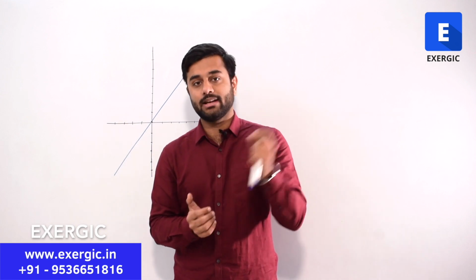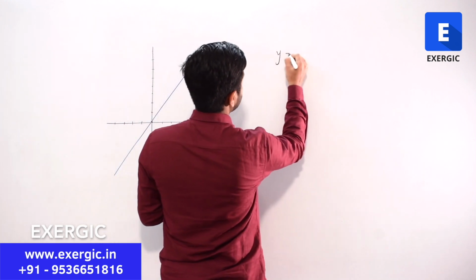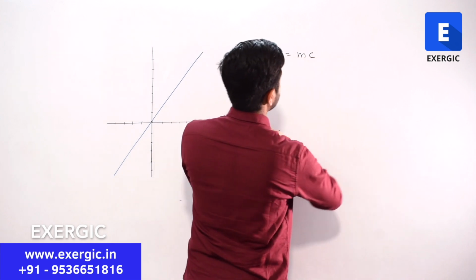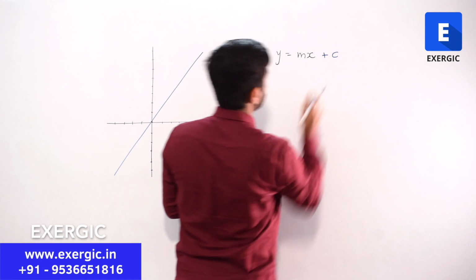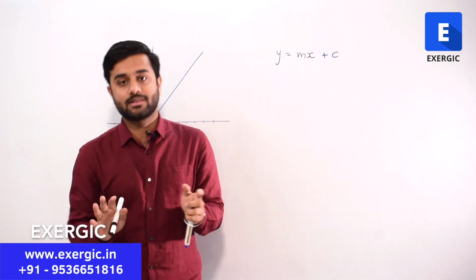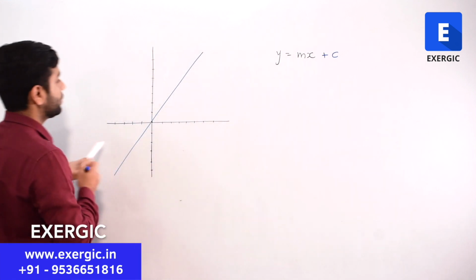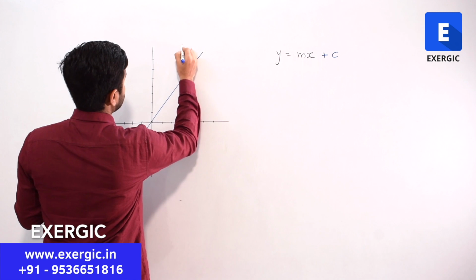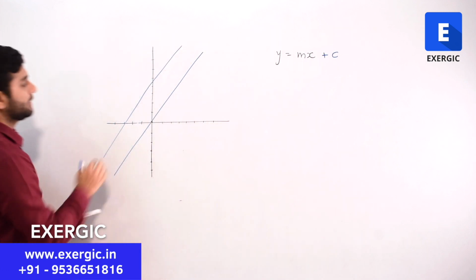Look, we know that if on a graph you can represent any relation by a straight line, then it is said to be a linear relationship. For example, y is equal to mx plus c. So this relationship represents a linear relationship. Mathematically also we know it, and graphically also, if you plot y is equal to mx plus c, then maybe this is how it is going to look. Correct? It's a straight line.